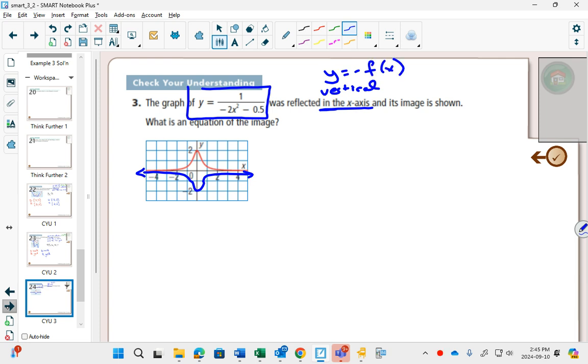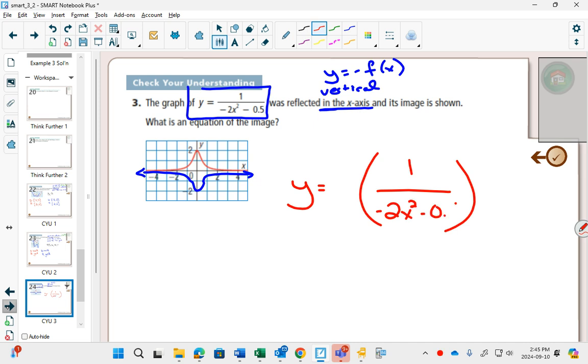So in my function notation, I would think of this: y equals outside of negative f of x. The f of x in this notation really means the original one that you started with. So our equation, and since it's in red, I'll write it in red. Our equation, what was the original? This was the original. And we need to put a negative out in front. And that's all this question is asking.